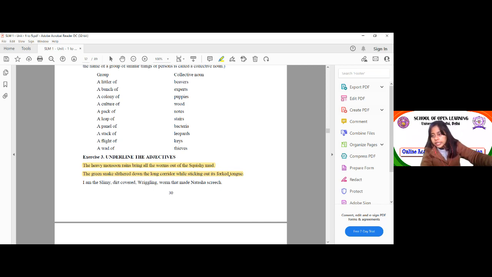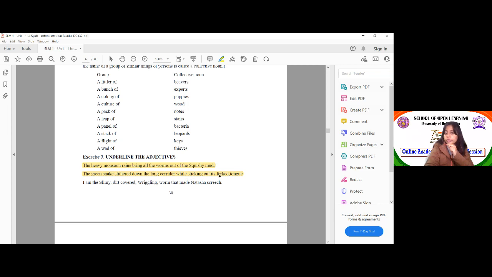Okay, let's see. There are answers. Nisha is saying green, long, forked, sticking. Bunch of keys, yes, is right. But for now, please concentrate on what I'm doing. Green is an adjective because it is describing the noun snake. Long is an adjective. It is describing how the corridor is. Someone asked whether sticking is an adjective.